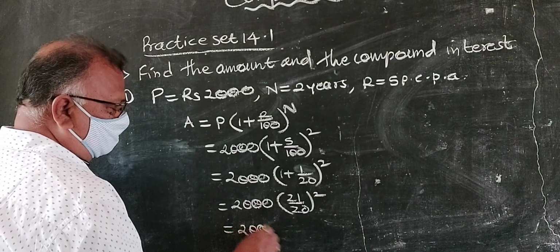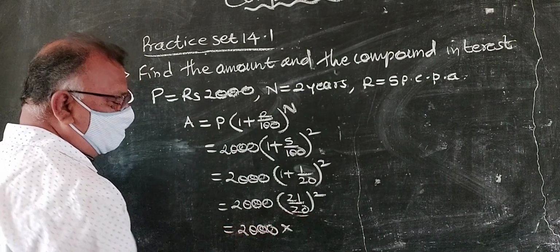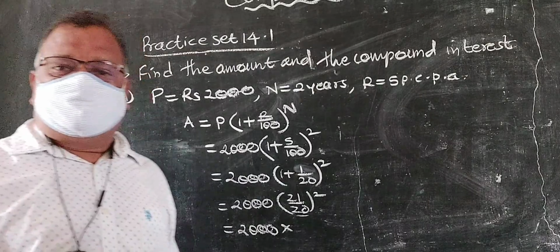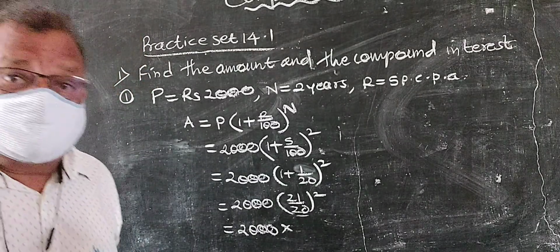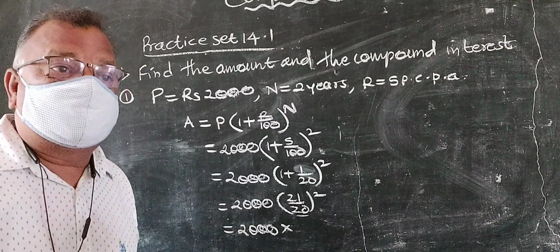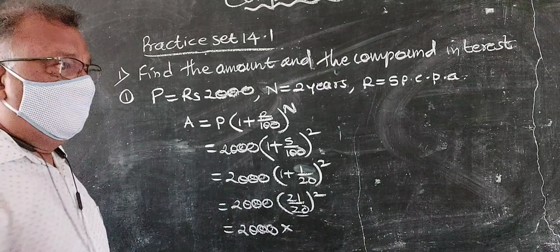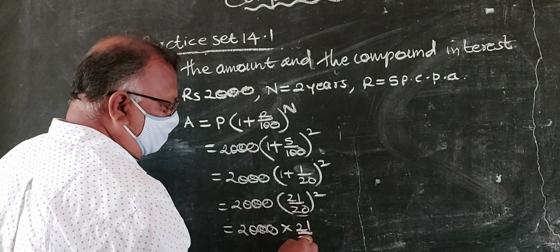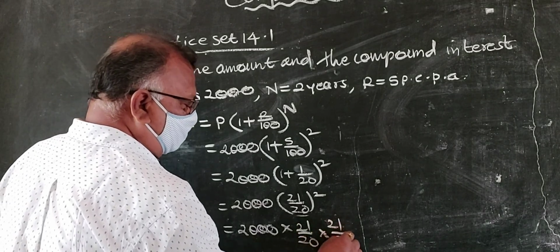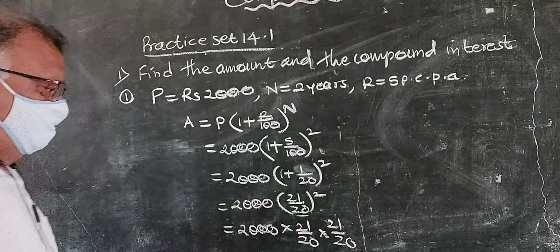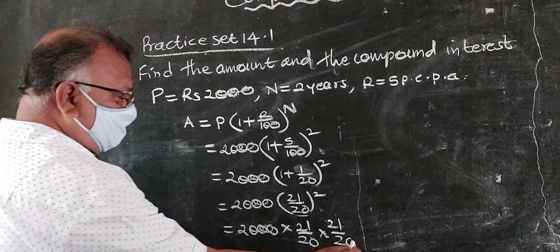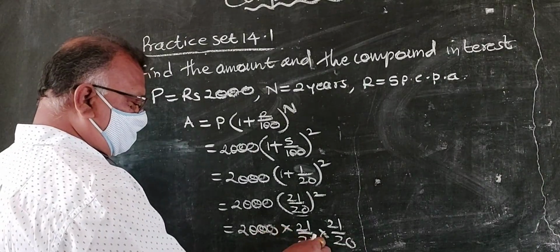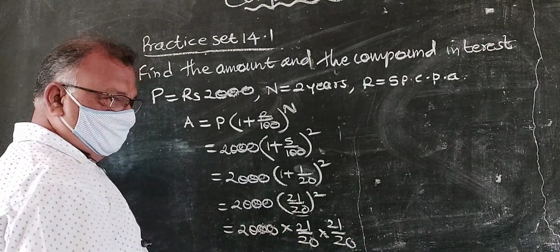That is equal to 2000. How many times should I write 21 upon 20? How many times? 2 times. Why 2 times? Because you can see there is a square. So 21 upon 20 into 21 upon 20. Okay, fine. Now what will happen? This 0 and this 0 will get cancelled.